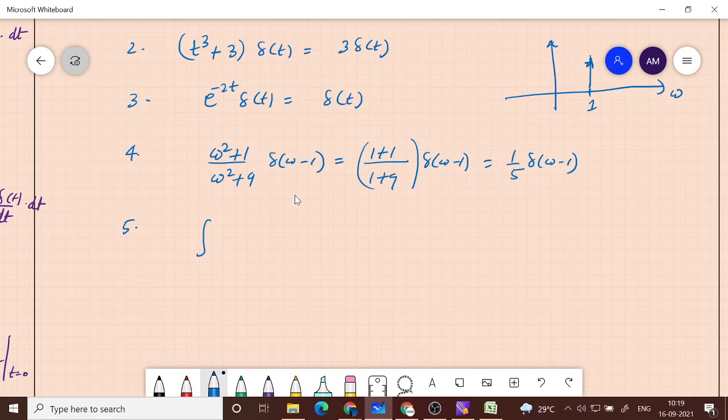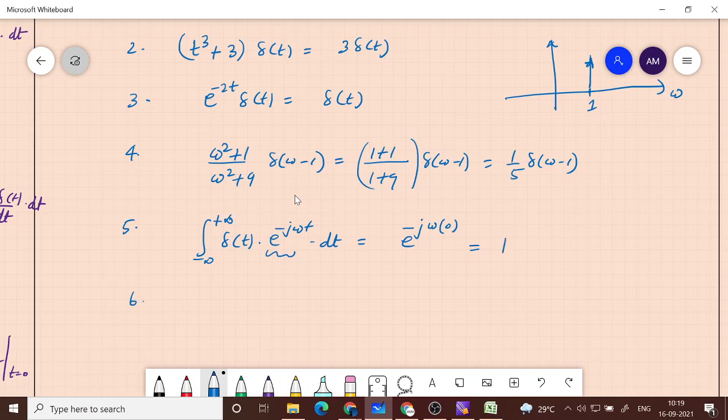Another one, integral from minus infinity to plus infinity. These are all textbook problems. Delta of t e raised to minus j omega t dt. The impulse is occurring at t equal to 0, so it will sample this particular function. According to the property, it is e raised to j omega into 0, which is e raised to 0, which is 1.